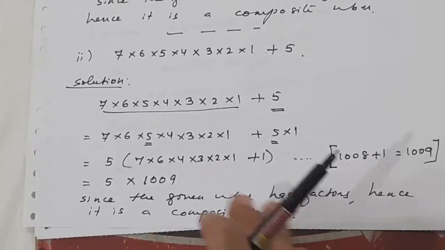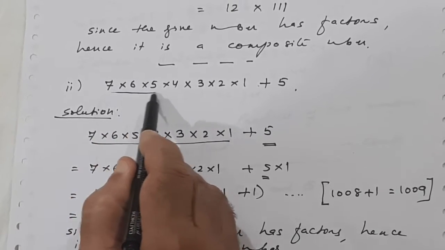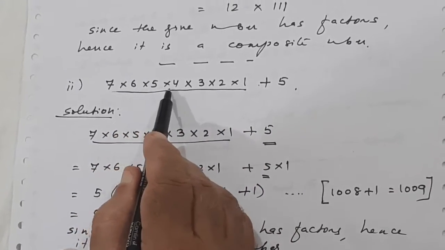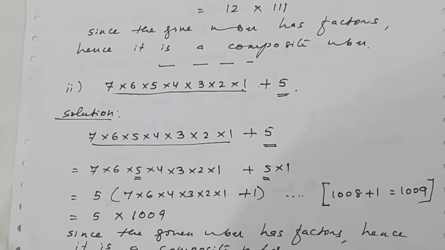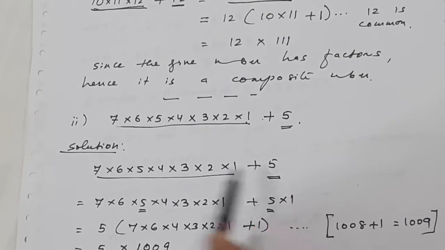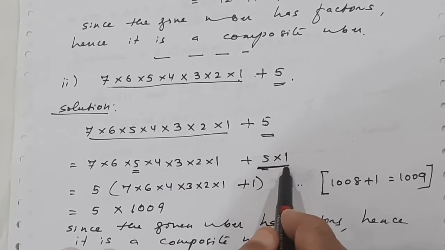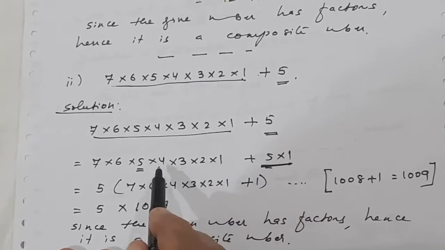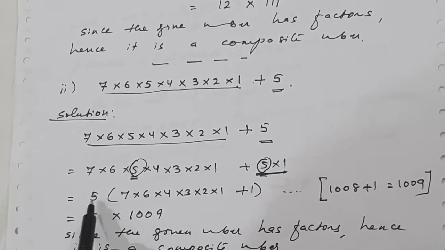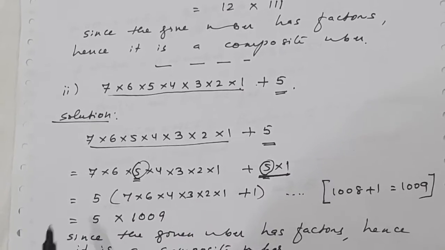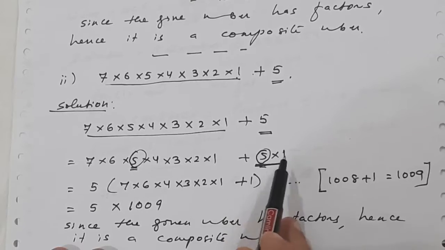I have taken the same example, one more example, and see that here the two terms I have taken are 7 into 6 into 5 into 4 into 3 into 2 into 1 plus 5. Now proceeding as in the first example, let us take the given number, and here 5 can be written as 5 into 1. Now this 5 is common. Take 5 outside and the remaining numbers in the bracket. So 7 into 6, now 5 already common, 4 into 3 into 2 into 1 and plus this 1.